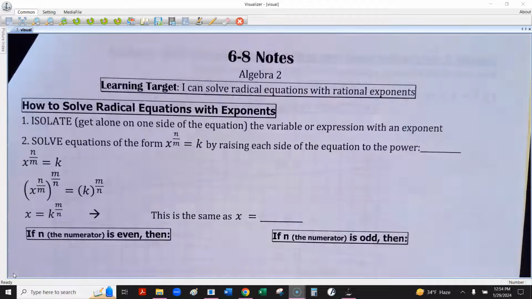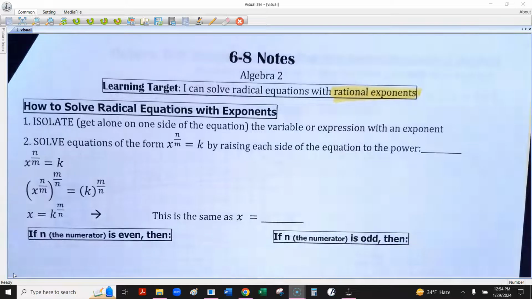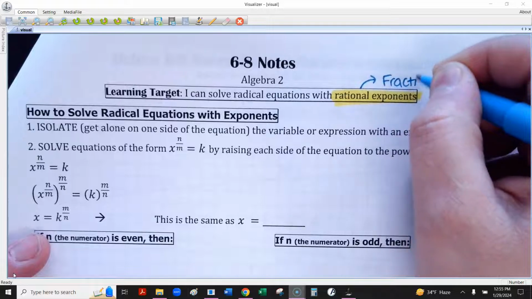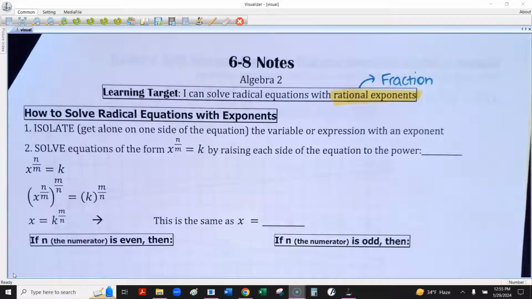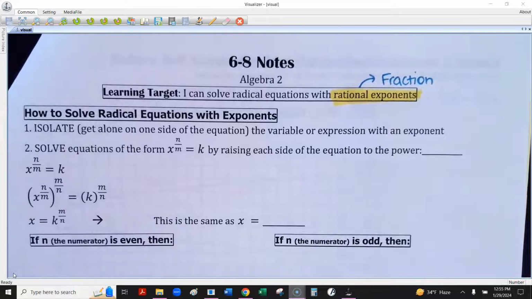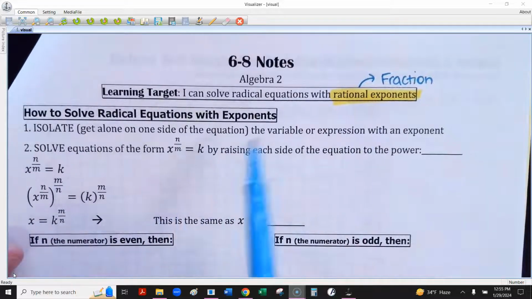All right, today we are going to continue with our radical equations, but specifically focusing on the type that have a rational exponent, and rational is just a fancy word for a fraction. So all of these questions today are going to have a variable that's taken to a fraction exponent of some type. To start this out, just like you would do if you just had a square root or a cube root or whatever, you want to get the x value, or whatever your variable is that has a rational exponent, alone on one side of the equation.